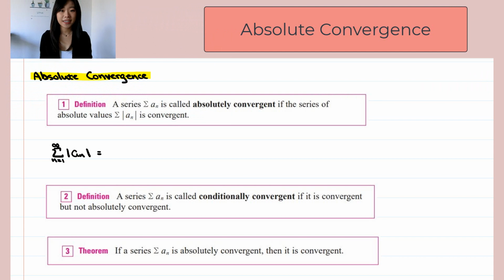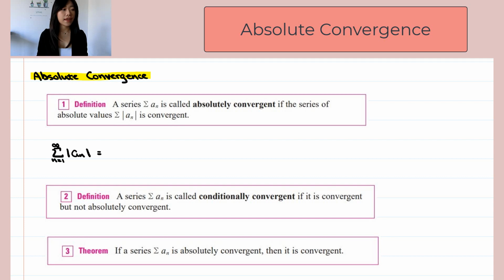When we have an alternating series, we can further characterize its convergence into absolutely convergent and conditionally convergent. Let's start with the definition. If we have a series sum of an, which is an alternating series, then the series is called absolutely convergent if the series of the absolute values, so sum of absolute of an, is convergent.